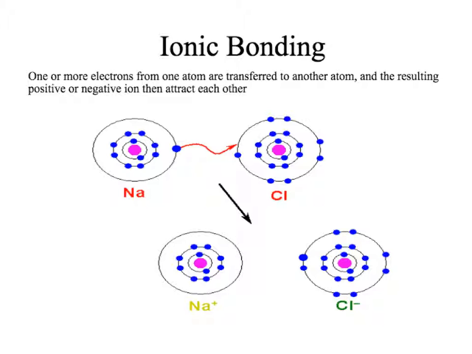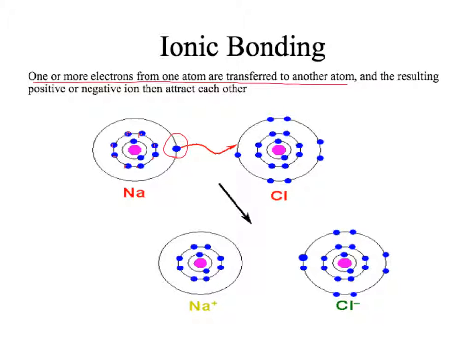Ionic bonding is when one or more electrons from one atom is transferred to another atom. So one atom will give up an electron and another atom or element will gain that electron. So you can see in the case here of sodium, sodium has one valence electron. Remember that the octet rule says everything wants to have 8 valence electrons. So if sodium gave up its one valence electron, it would have 1, 2, 3, 4, 5, 6, 7, 8. So it would be obeying that octet rule. So it wants to give up this electron.